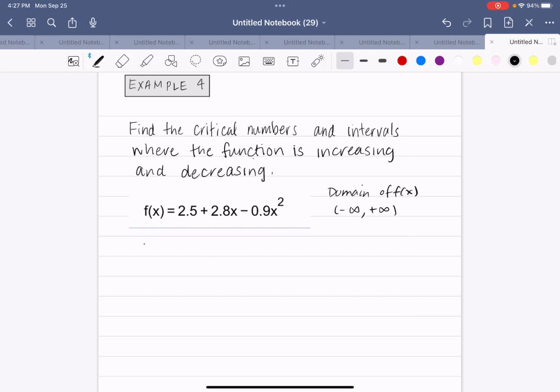So to find our critical numbers, we find f prime of x and set it equal to 0. So our f prime of x is 2.8 minus 1.8x. So this is a constant, so that was 0, and this is a coefficient, so it's 2.8, and here I use the power rule, 2 times negative 0.9, and decrease that by 1 to get the 1.8x.